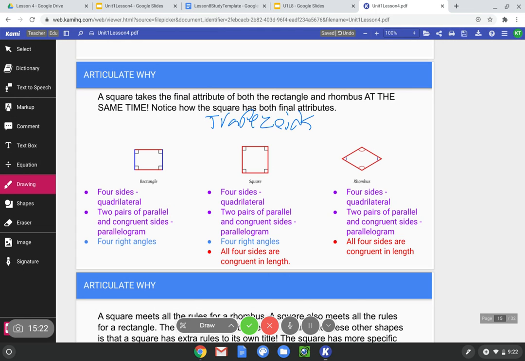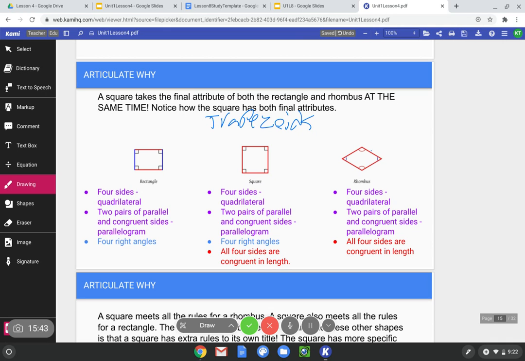Now, the rectangle has 4 right angles. We can see that here. And the rhombus has all 4 sides congruent in length. So all 4 sides are equal. All 4 sides are the same size.